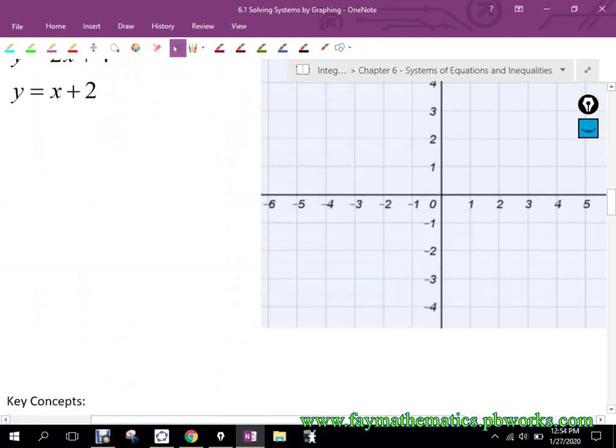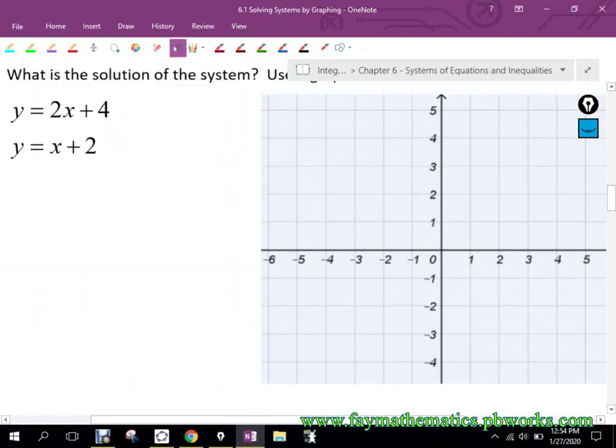All right? So I want you guys to take a minute. From chapter 5, on this next example, I want you to graph those 2 equations. Graph y equals 2x plus 4 and y equals x plus 2.